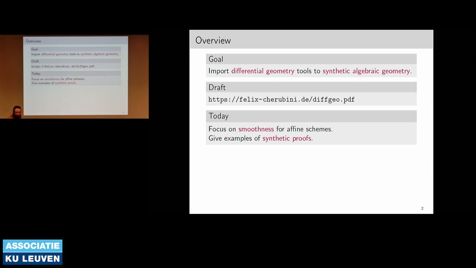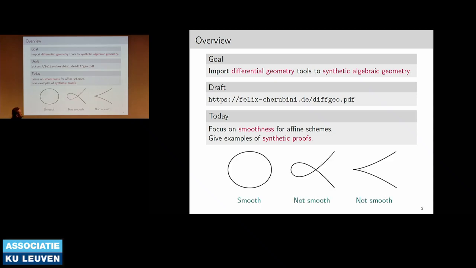And so maybe what I should do first is give a very vague intuition about smoothness. So I think the easiest way to understand smoothness is as the absence of singularities. So for example, this curve here is smooth because there is no point where something unusual is happening. This one here is not smooth because you have this intersection here. And this one here is not smooth as well because the curve goes back at this point. So here you have a singularity.